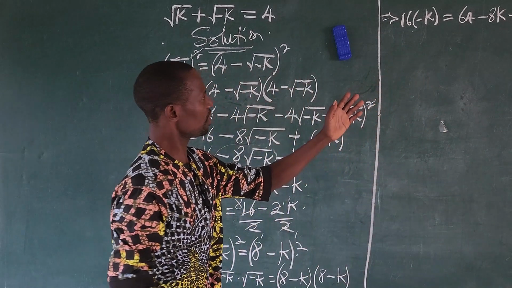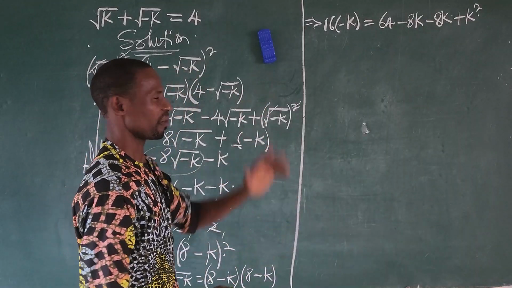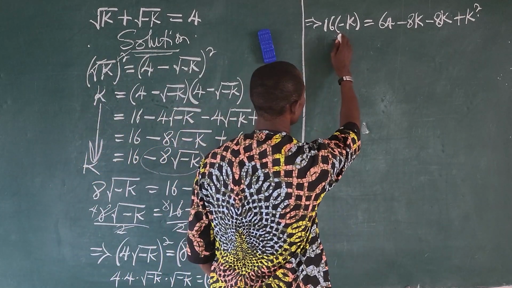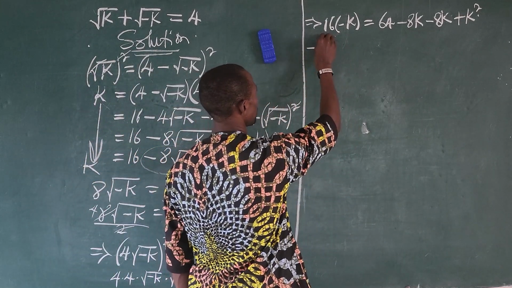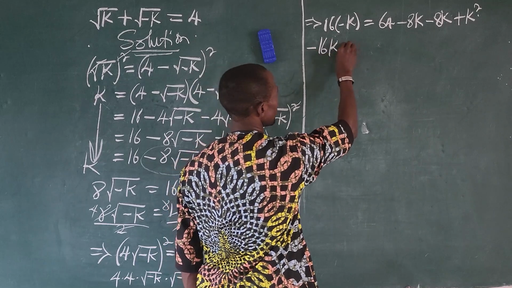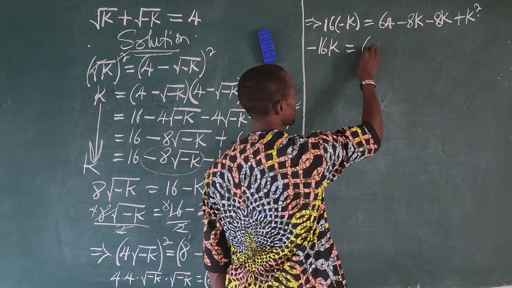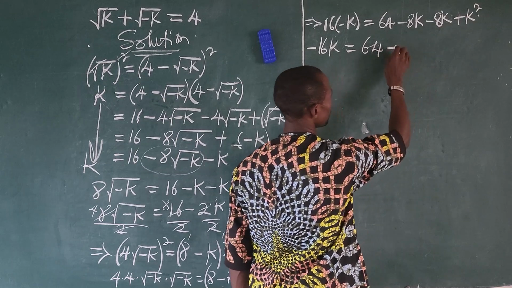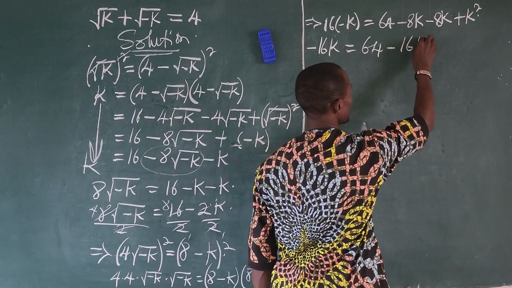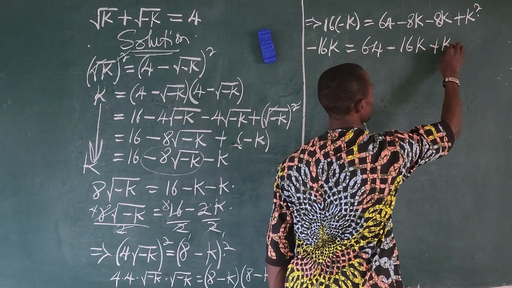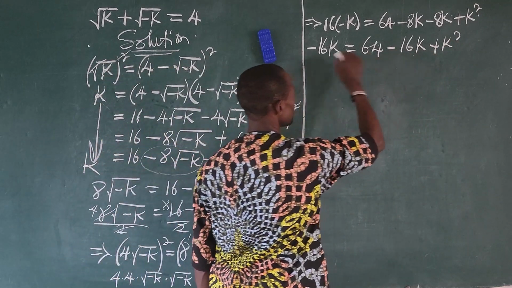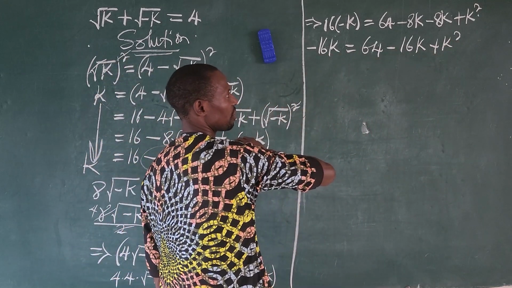Is that part still visible? Sorry about that. You can see every part now, right? Good. So from here, we can combine these to give us minus 16k. This is equal to our 64, then minus 8k and minus 8k will give us minus 16k plus k to the power of 2. Right? Good.